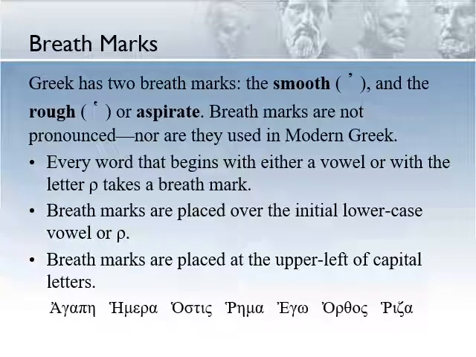Next, imera, with the rough breath mark just before that capital eta. Third, ostis, with a rough breath mark at the upper left of the capital Omicron. Next, rima, rough breath mark just before the capital Rho.